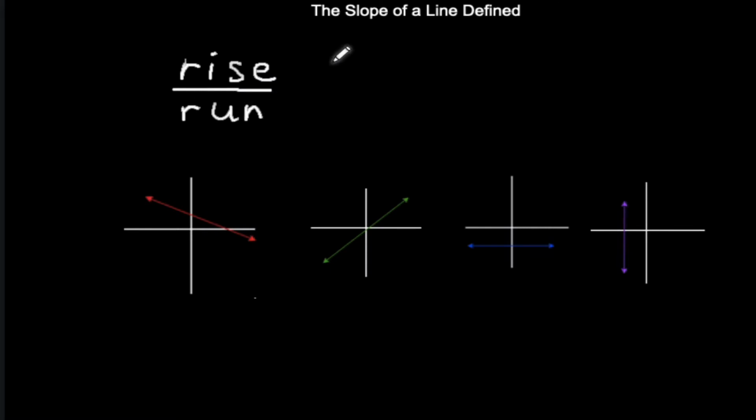So your rise is your vertical line. Okay, that's the y-axis. And then your horizontal line is your run, which is on the x-axis. Okay, and this is where rise is the vertical line divided by the horizontal line. So that's how you can look at this: rise divided by run.